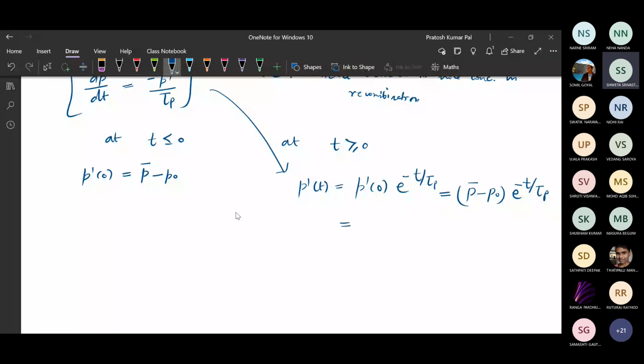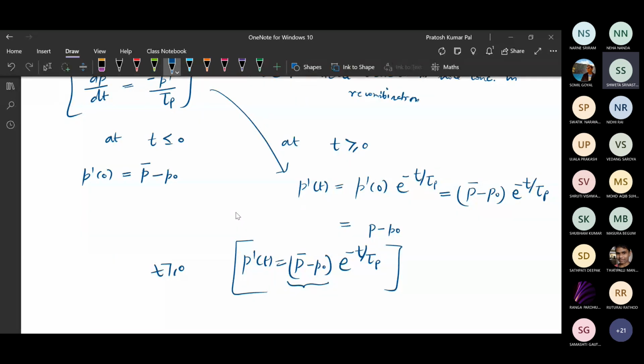This will give you p minus p naught, where p is the value of holes at a particular time. So finally we can represent p dash of t as p dash minus p naught, the increase in hole concentration, which is going to reduce with respect to time constant tau p. This is the condition for t greater than or equal to 0. The excess amount of holes that have been generated is going to decrease.